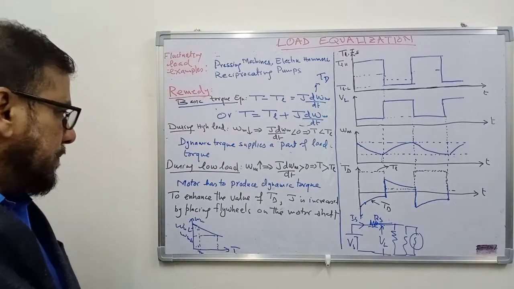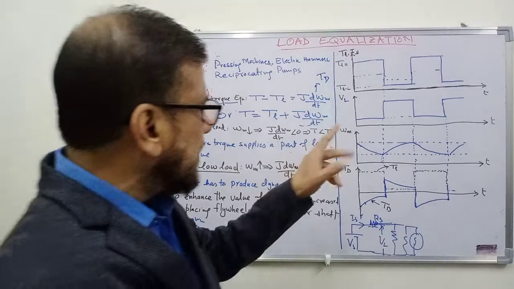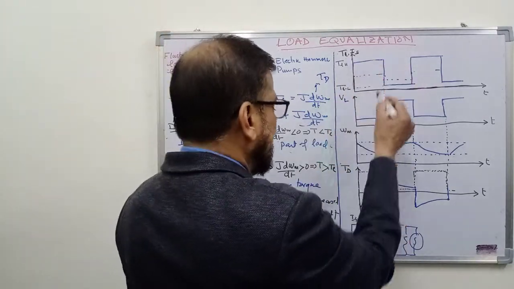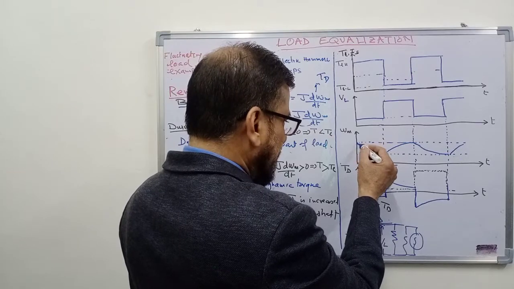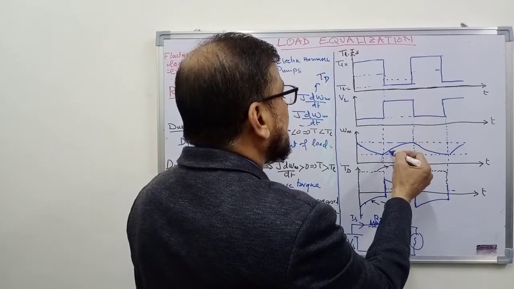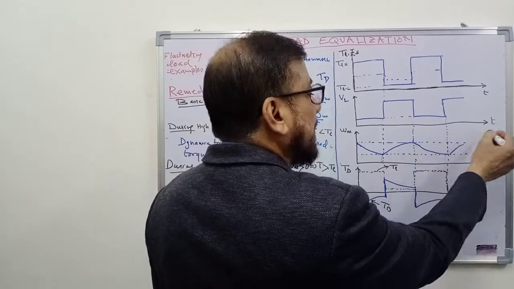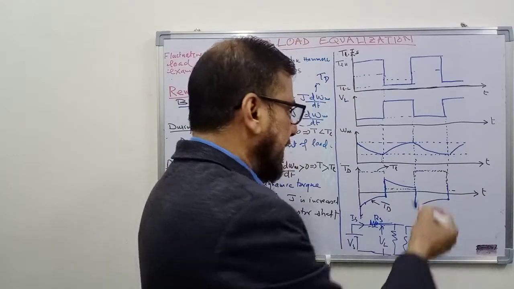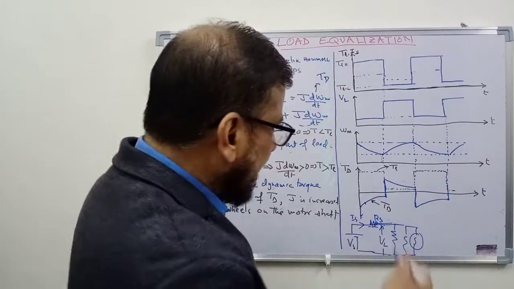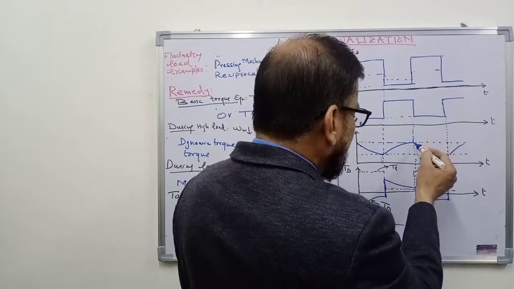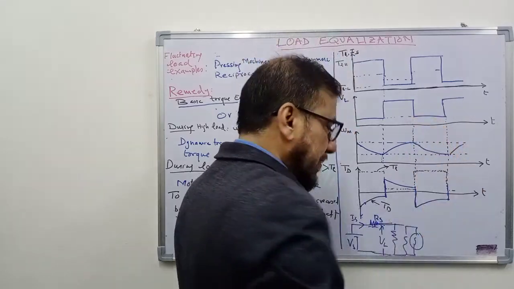So now let us see how the curve will be like this. During high load period, the speed of the motor decreases like this. When the load is reduced, the speed increases, and it will settle to the new value of a steady state if time is elapsed further. Again the load increases, the speed starts decreasing.